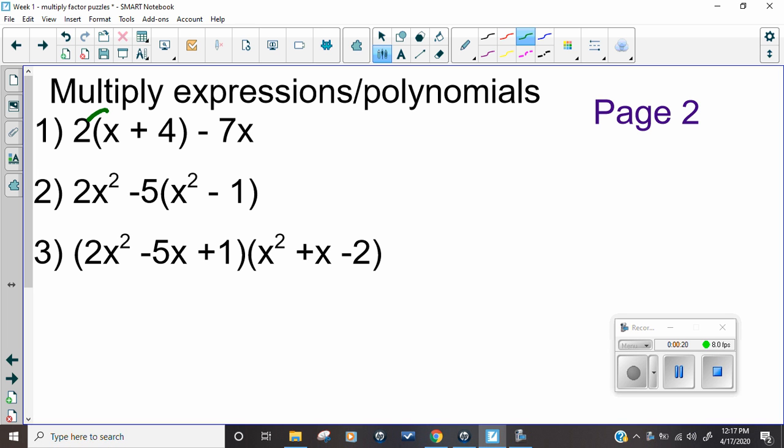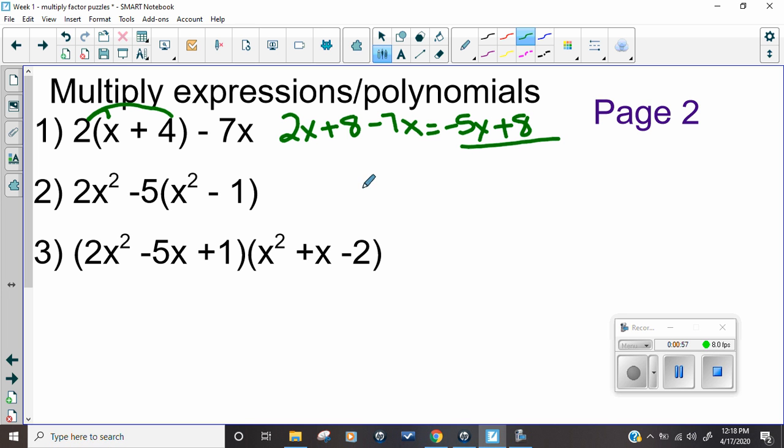Okay, so first you want to distribute the thing that is touching the parentheses. Since that 2 is right next to the parentheses, you're going to distribute it and get 2x plus 8. And then the minus 7x is just hanging out at the end, and you're going to just keep that at the end. Now you can combine like terms. 2x has an x, negative 7x has an x, and when you combine those, you get negative 5x plus 8. And that's your final answer simplified for that expression.